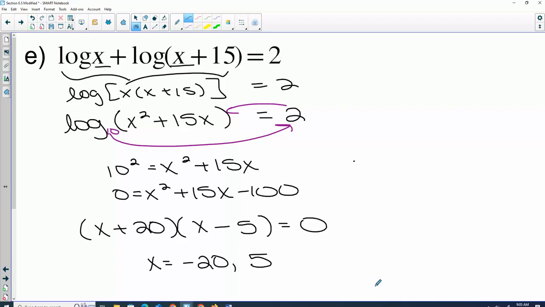Am I done? No, we have to check. On these log problems, the argument always has to be positive. So if I look, 5 is fine, but negative 20 will not work. So 5 is the only answer on this one. Student: If we were to plug in that 5, it'd have to equal 2 also, right? Yes, you could also plug it in on your calculator and get it to work out. Other questions there?